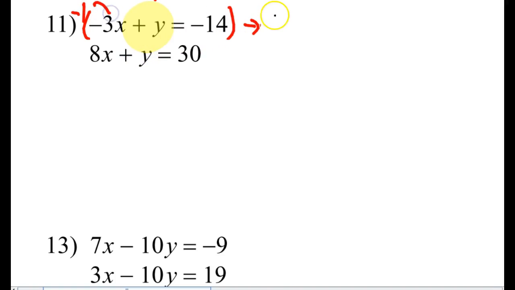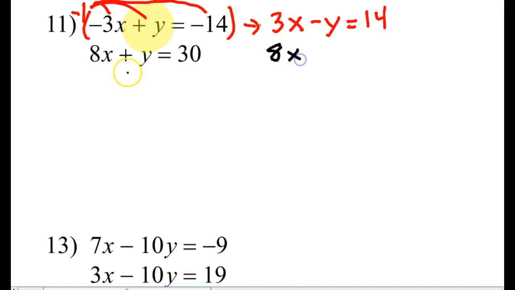So let's say -1 times -3 is +3. -1 times +y is -y. That's what we want. And don't forget the other side. That's kind of new. We're doing both sides. So you get equals +14. And the bottom equation stays exactly the same because we don't want it to be changed. We want it to stay +y.